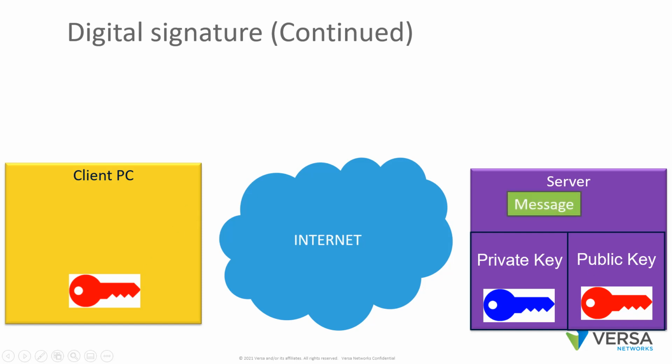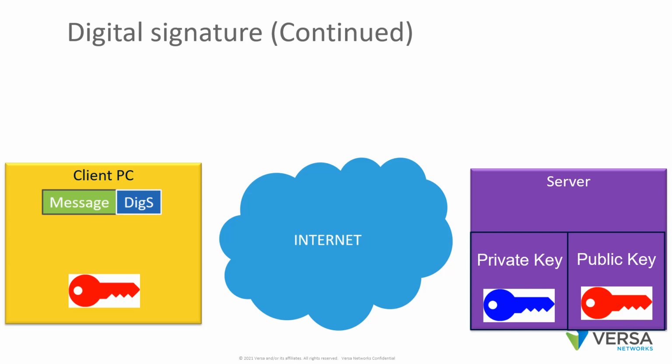Next, let's say that the server wants to send some message. It can be text, an email, or any other information. When the server wants to push this message to the client, it creates a hash based on this message. Then the server encrypts this hash using the private key which it owns. After that, the message is pushed to the client.